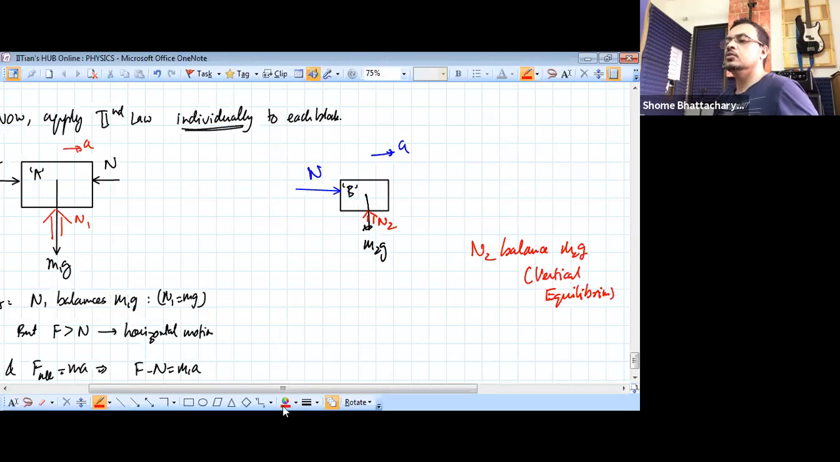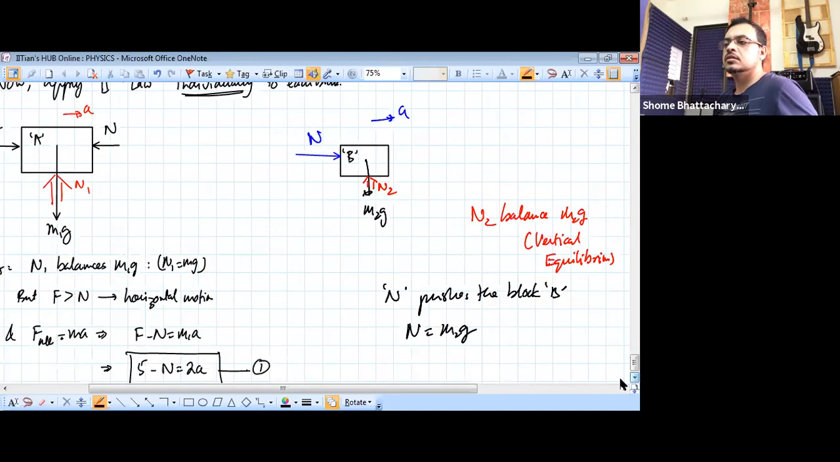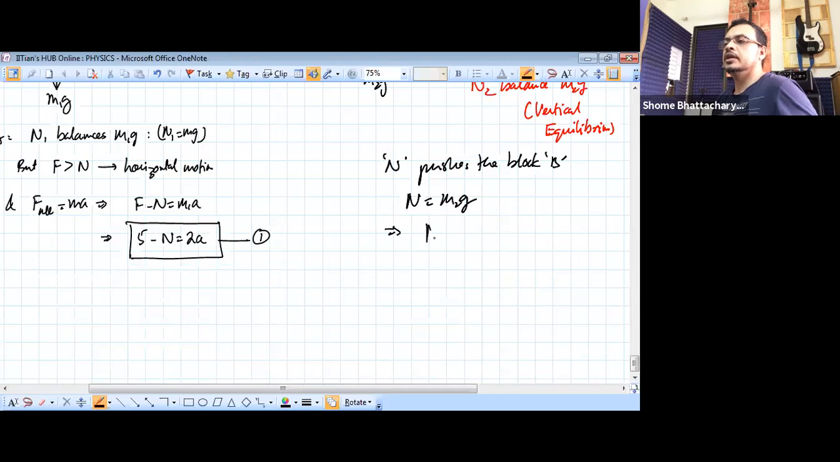Whereas the normal reaction N pushes the block B, such that N is equal to m2 a. So substitute the mass. So N is equal to 1 kg into a. This is our second equation. Now solve equations 1 and 2.